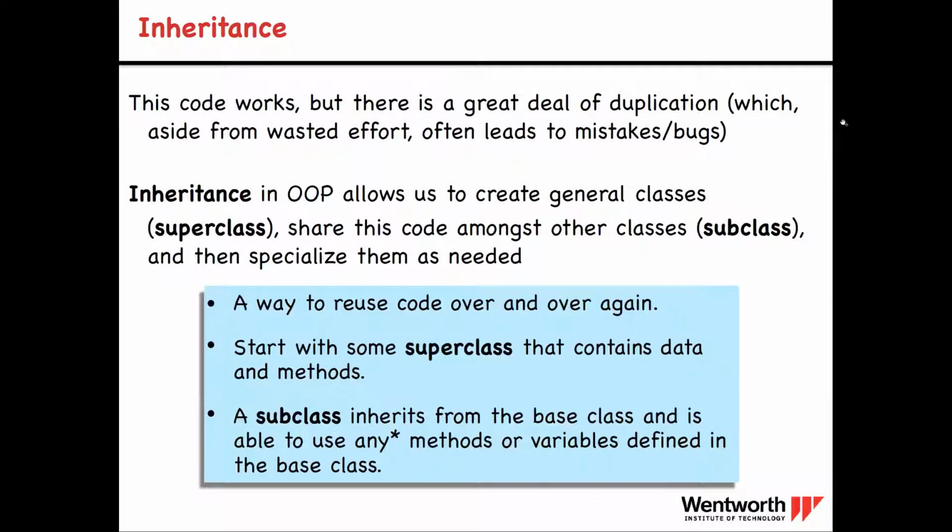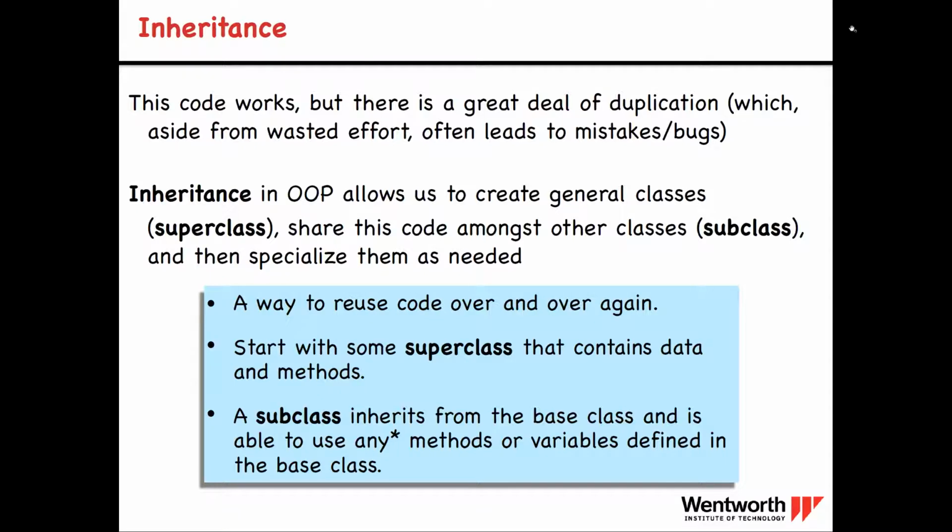This lets us reuse code again. We start with the superclass that contains data and methods that would be shared among all of the child classes. That's the point. We share data and methods among the child classes. So any of those subclasses, any of those child classes, inherit and can use any of the methods or the variables defined in the base class.